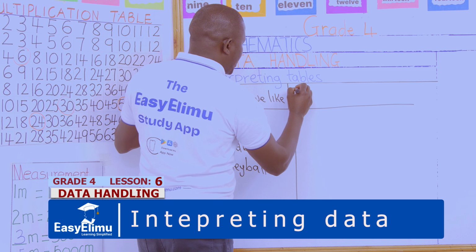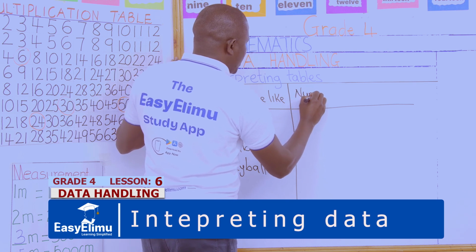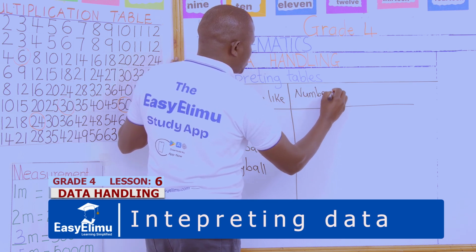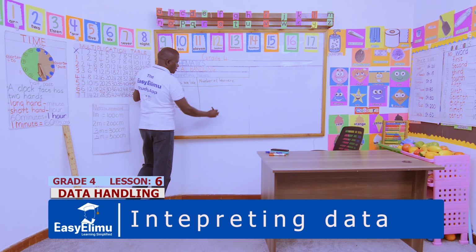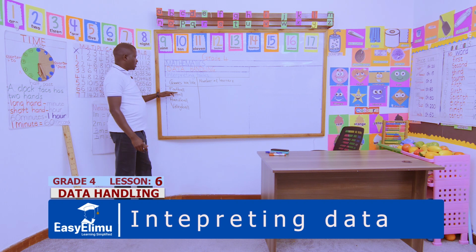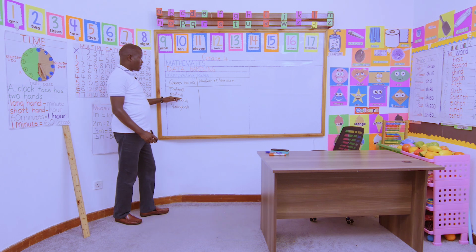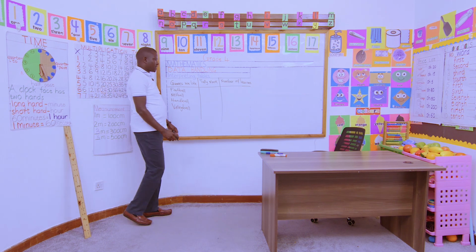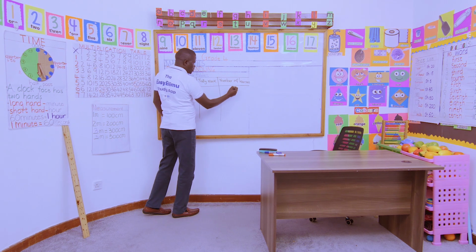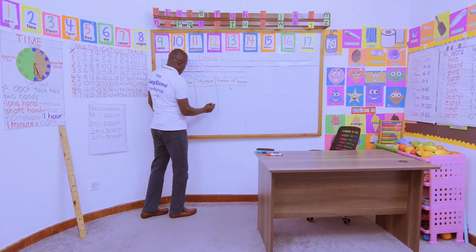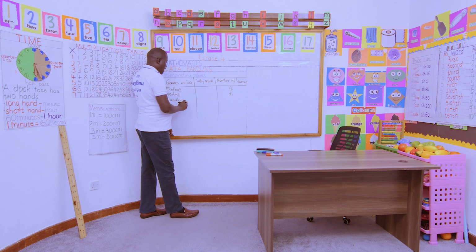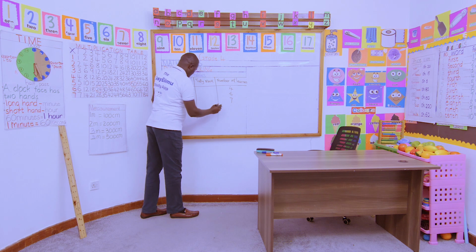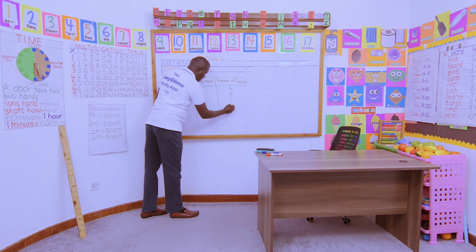Now, the number of learners who like these games were, remember, the data first should be analyzed and organized well. So can you organize the data? The number of learners who like football were 4, who like netball were 6, who like handball were 7, and who like volleyball were 9.